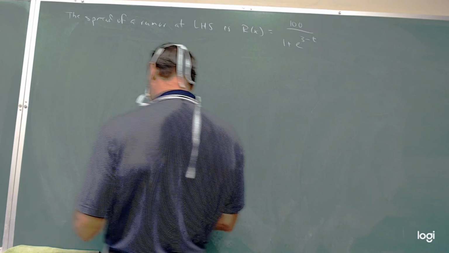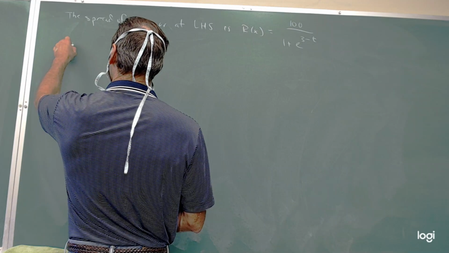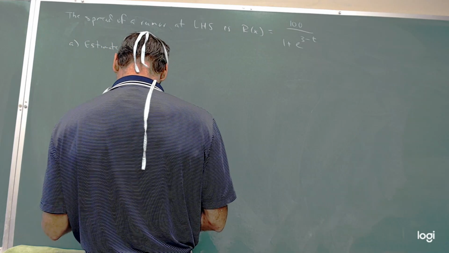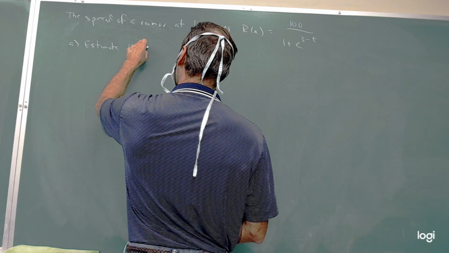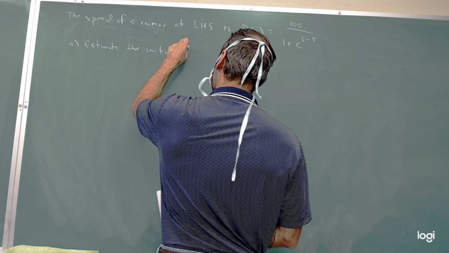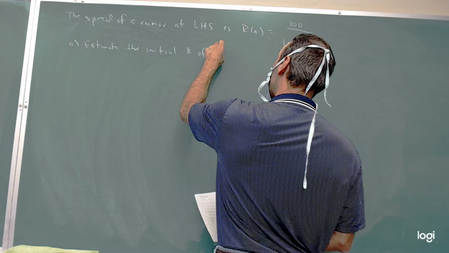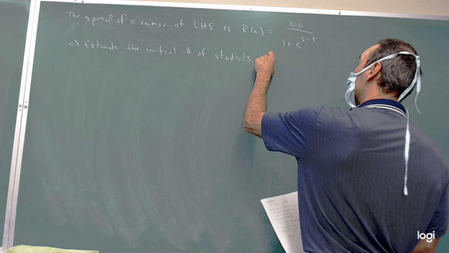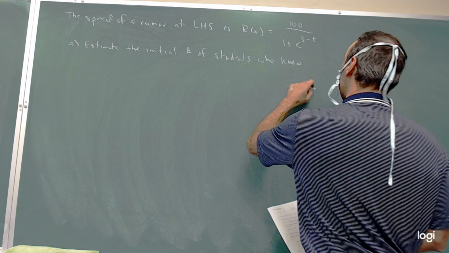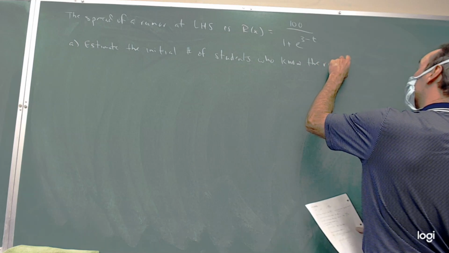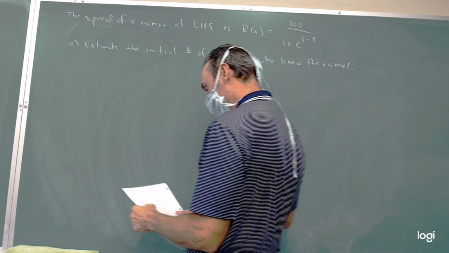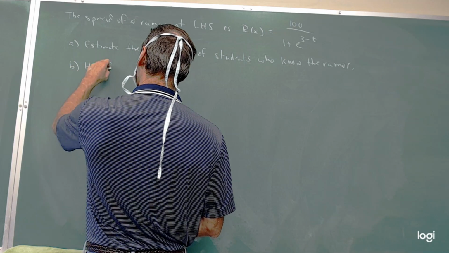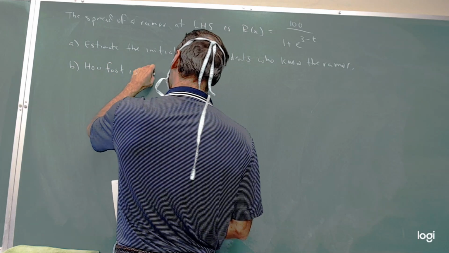I'm going to ask you some questions here. So A, can we estimate the initial number of students who know the rumor, or start the spread? At what point? Then I think it's B, just the start. That's the beginning. Then we want to know how fast the rumor is spreading.